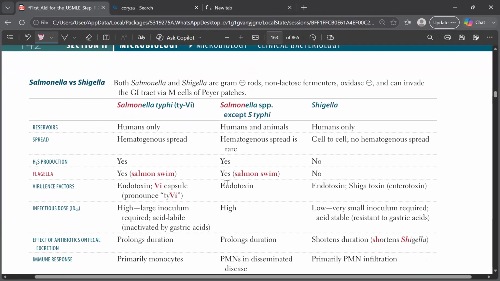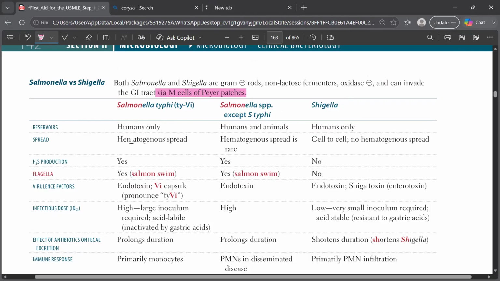Next, we have Salmonella versus Shigella. Both Salmonella and Shigella are gram-negative rods that are non-lactose fermenters, oxidase negative, and can invade the GI tract via M cells of Peyer's patches. Again, both of them can. The first one is Salmonella typhi. The second one is Salmonella except Salmonella typhi, and then we have Shigella.